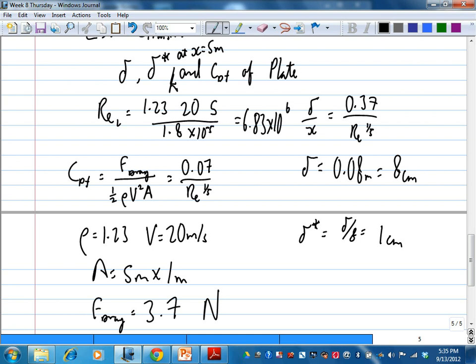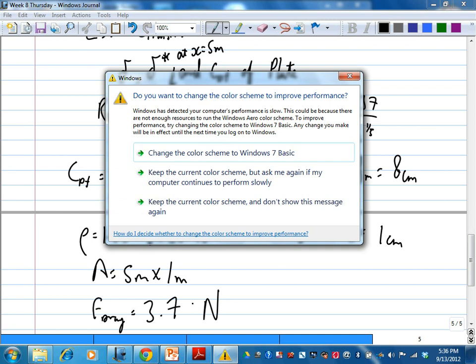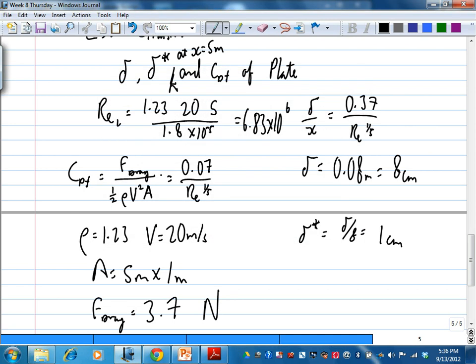For such a big plate, 5 meters, moving quite fast, 20 meters per second, about 70 kilometers an hour, the drag is only so small. In air, in water it will be different, but never mind for air. So even in laminar flow or turbulent flow, the skin friction drag is small.